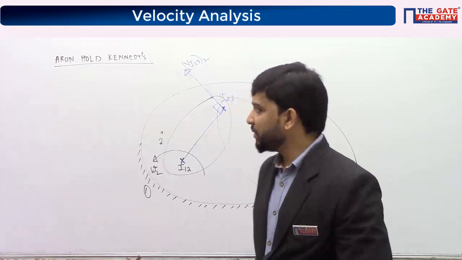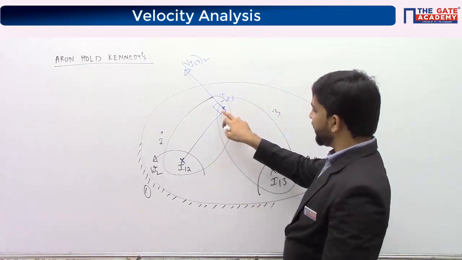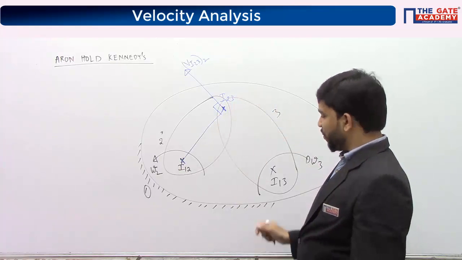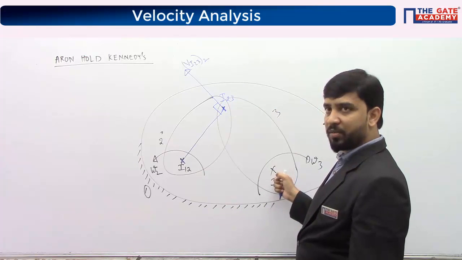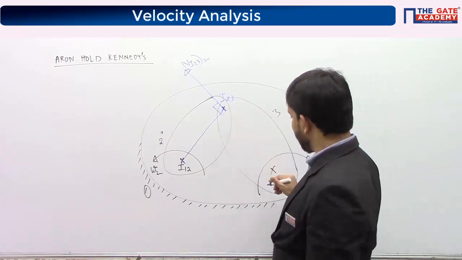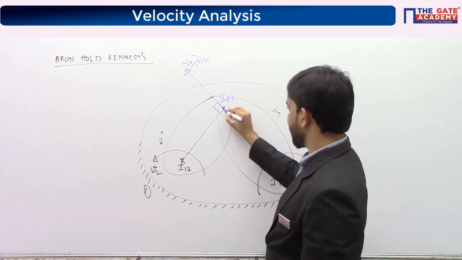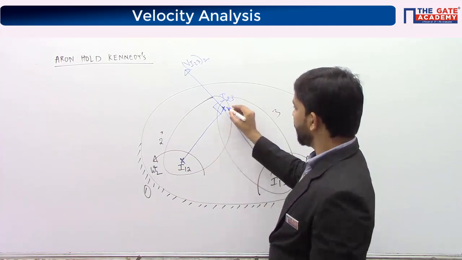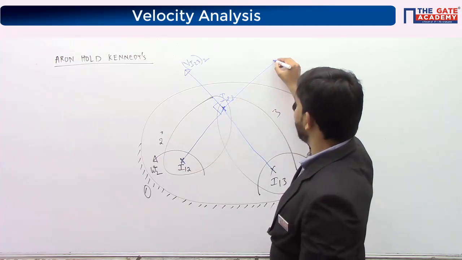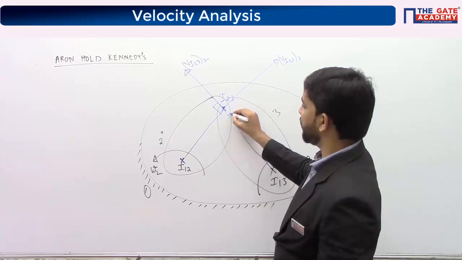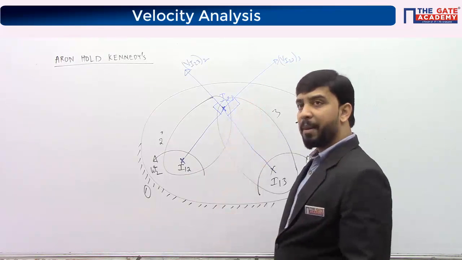Now see here. If I assume I23 lies on body 3, which is rotating about this point, this is the center of rotation of body 3. This is the radial line. The velocity of I23 will be perpendicular to this radial line. So if it lies on body 3, it should be in this direction.